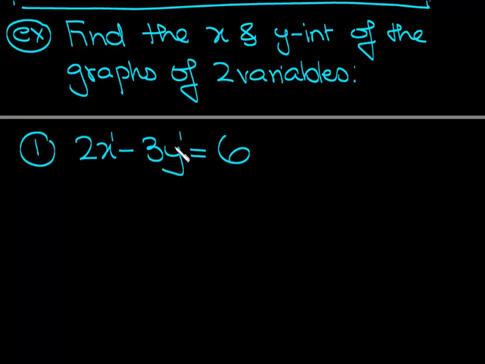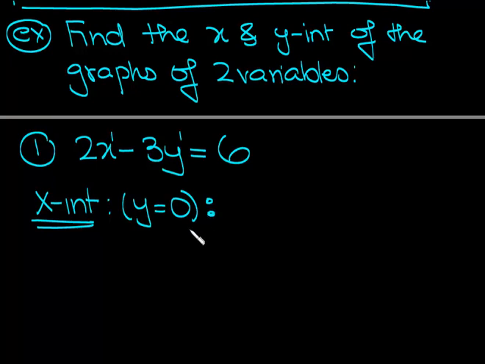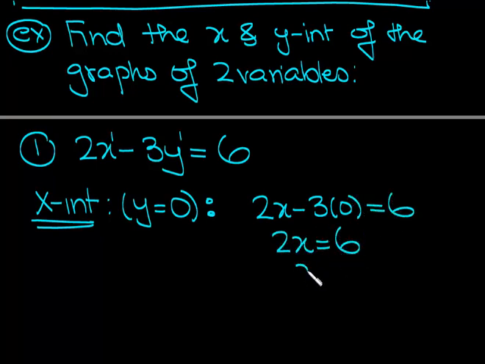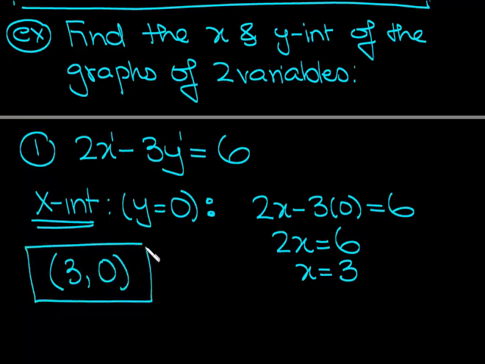So how do I graph this? How do I find the x and the y-intercept? To find the x-intercept, we need to set y to 0. So we take y and set that to 0 in this equation. So let's do that. So we get 2x minus 3 times 0 is equal to 6. So we get 2x is equal to 6. So we get x is equal to 3 when you divide by 2. So the x-intercept is 3 and 0. Make sure you write it as a point. X is 3, y is 0.